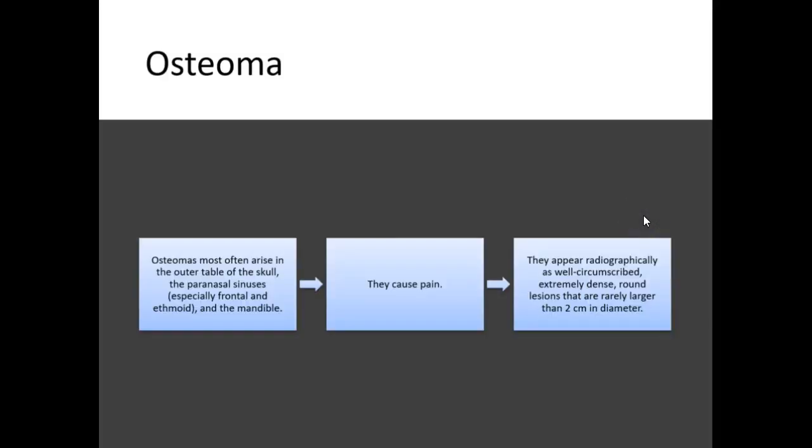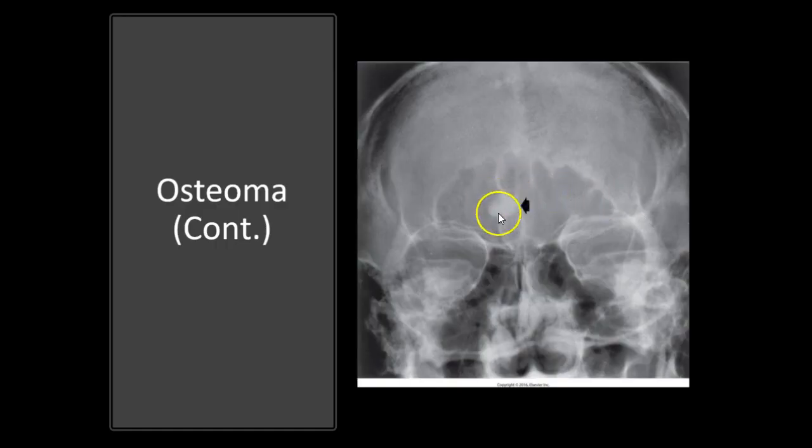Osteomas. Most often arise in the outer table of the skull, the paranasal sinuses, especially the frontal and ethmoid, and the mandible. They cause pain, and they appear radiographically as well circumscribed, extremely dense, round lesions that are rarely larger than 2 centimeters. Oh, right there, the little guy right there. That's in the frontal sinus.